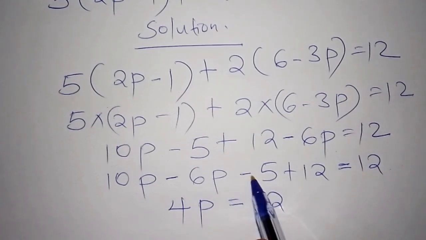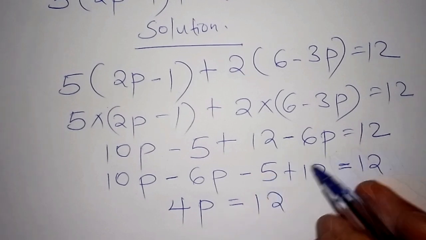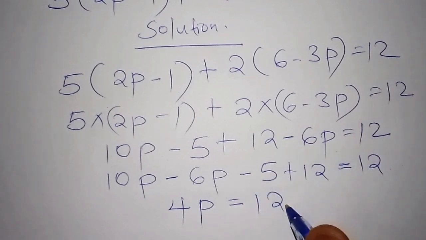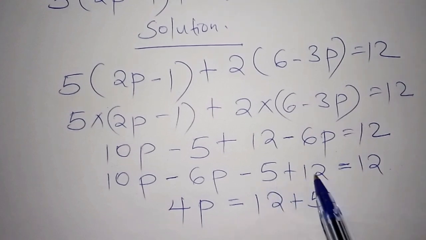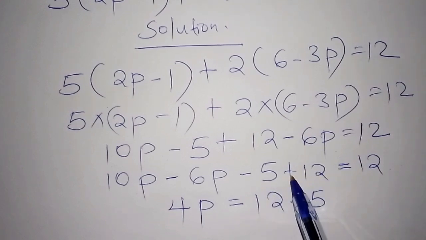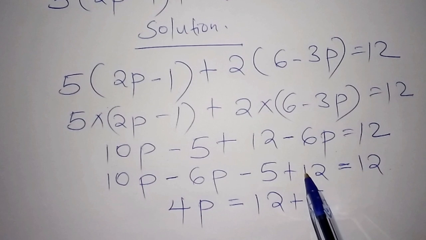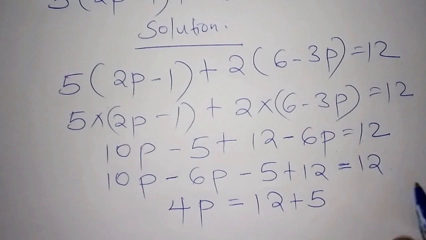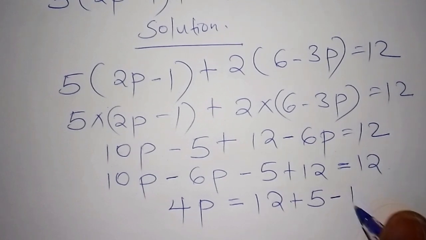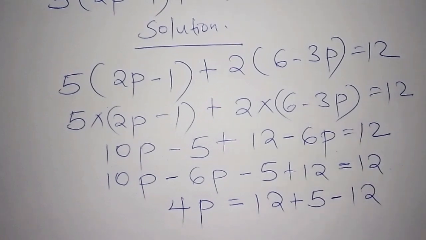Okay, so when minus 5 crosses the equal sign, it becomes plus 5. Then from there we shall have positive 12. So when positive 12 again crosses the equal sign, it becomes something different. It becomes minus 12. So here now we shall have minus 12. So here now we shall have 4p.